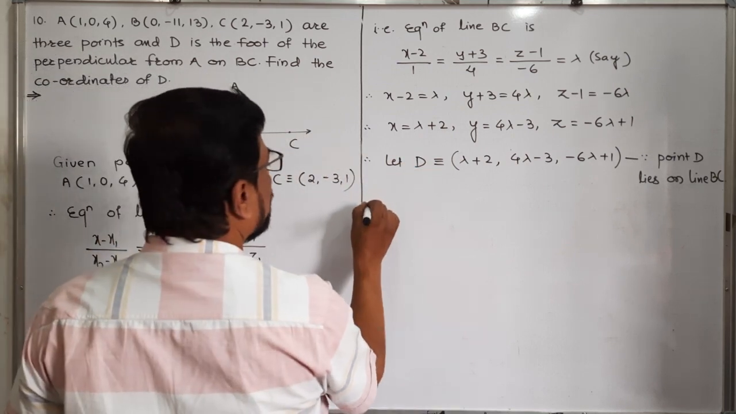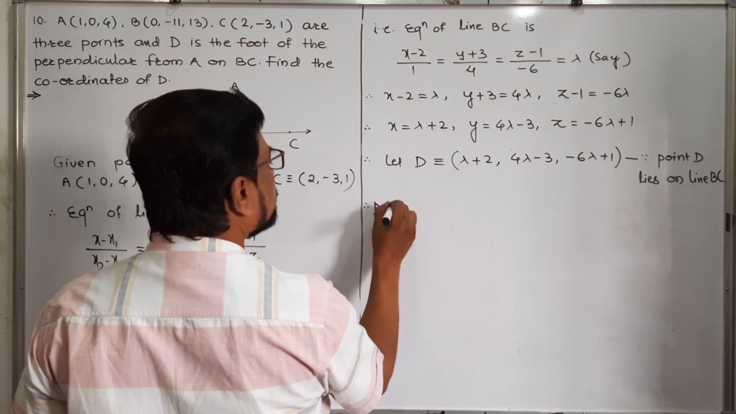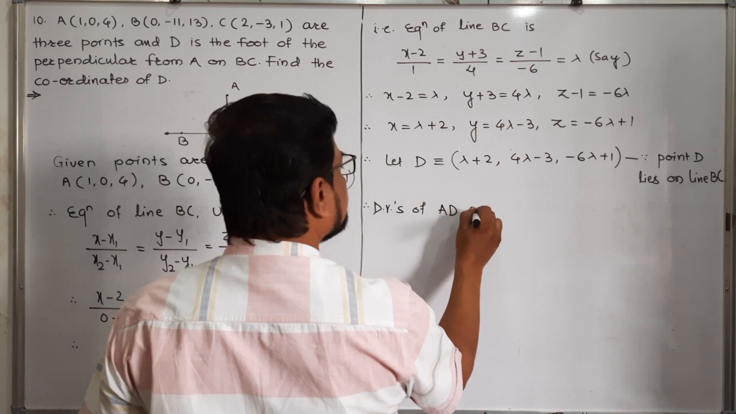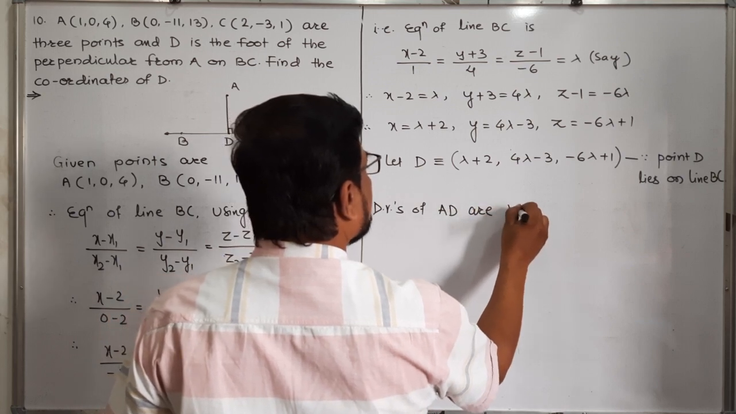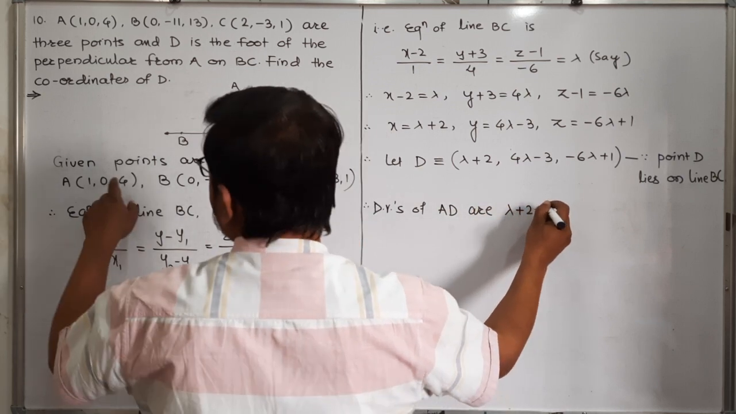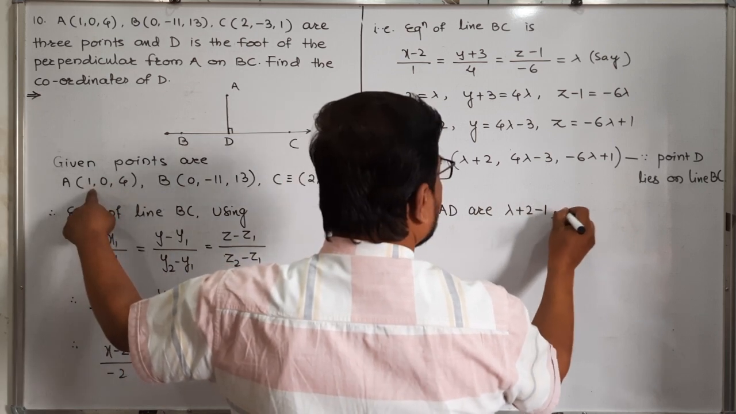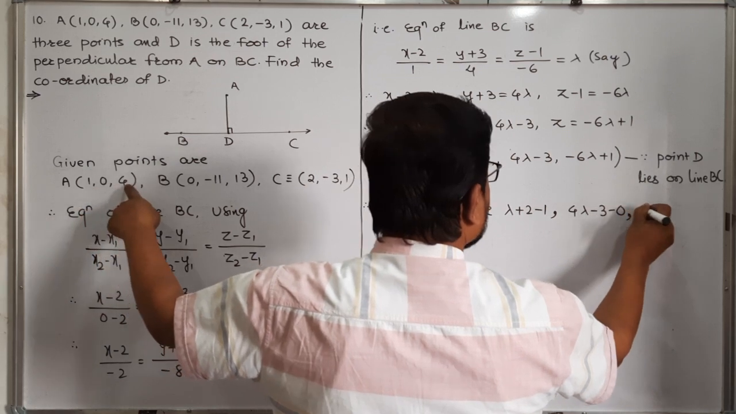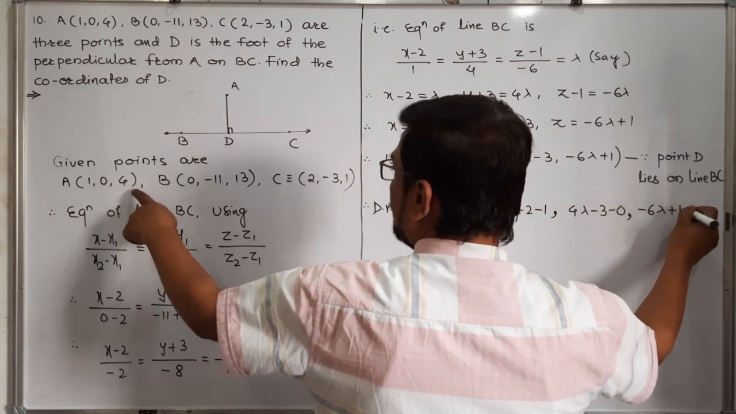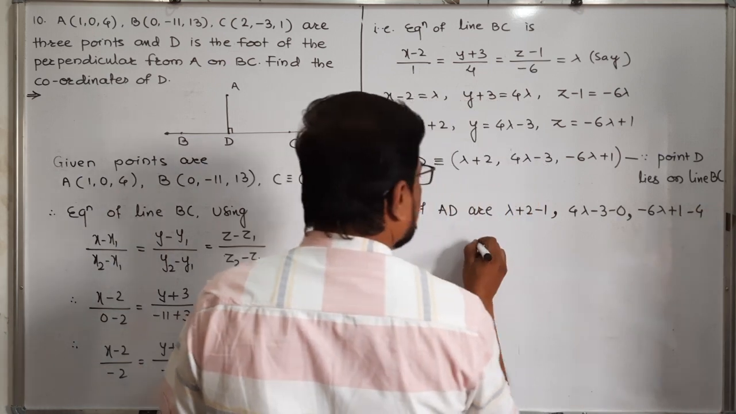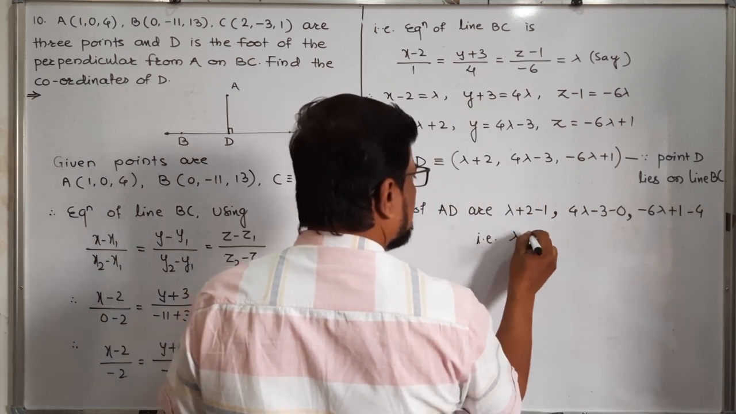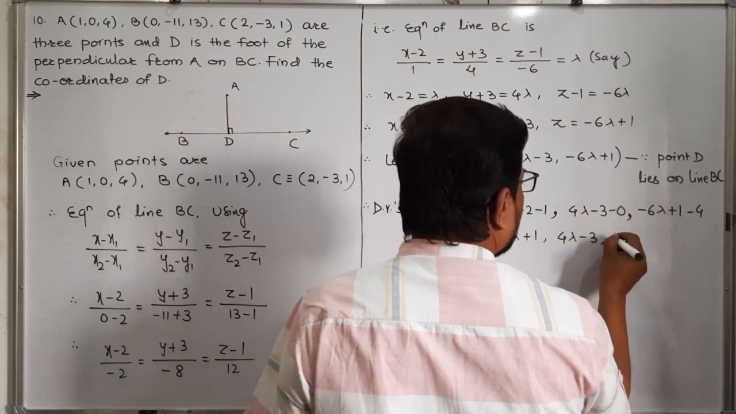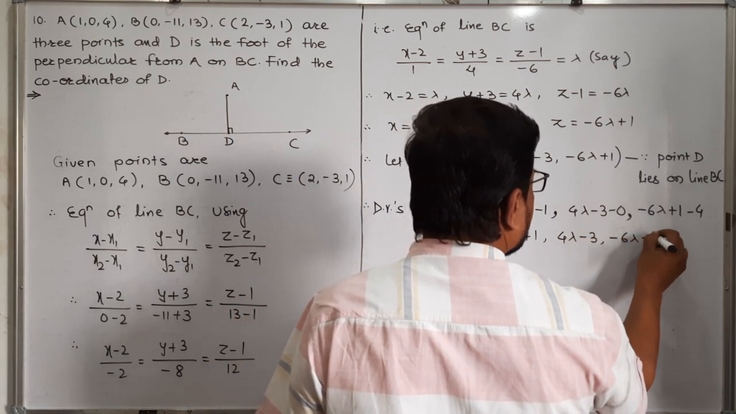Now therefore direction ratios of AD are lambda plus 2 minus 1, the coordinate of A, comma 4 lambda minus 3 minus 0 and minus 6 lambda plus 1 minus 4. That is lambda plus 1, comma 4 lambda minus 3, comma minus 6 lambda minus 3.